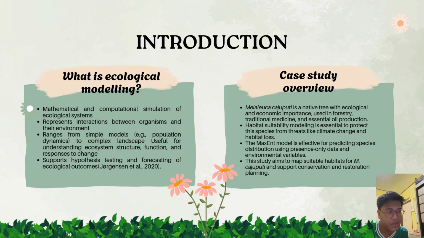So, next is a case study overview. Melaleuca cajuputi is a native tree with ecological and economic importance, used in forestry, traditional medicine, and essential oil production. Next is habitat suitability modeling. It is essential to protect the species from threats like climate change and habitat loss. The MaxEnt model is effective for predicting species distribution using presence-only data and environmental variables. The study aims to map suitable habitats for Melaleuca cajuputi and support conservation and restoration planning.